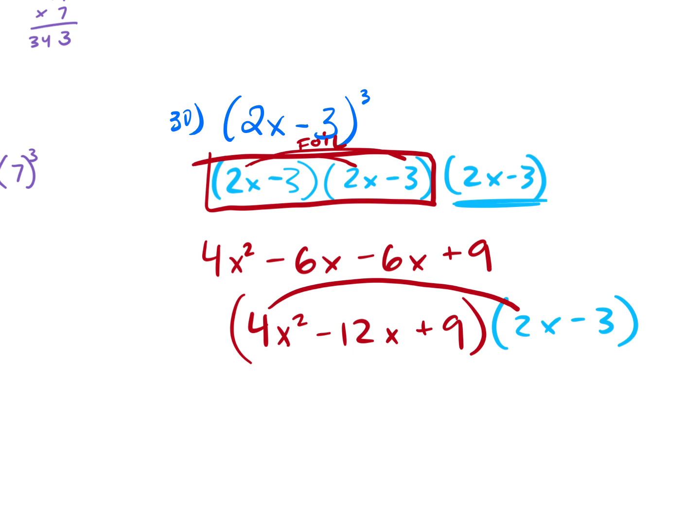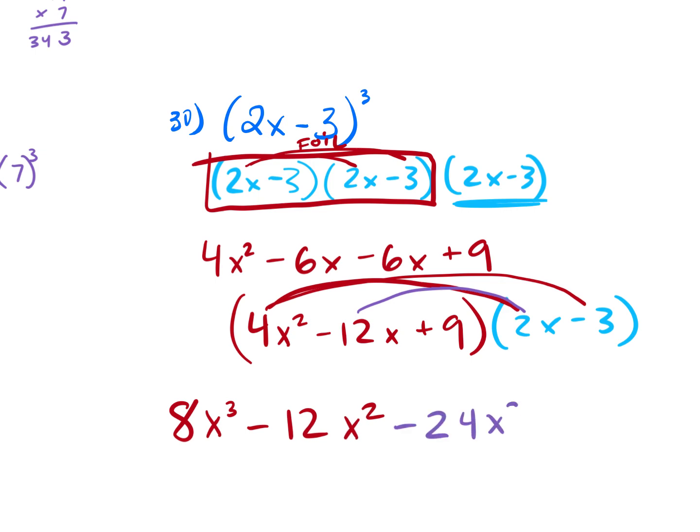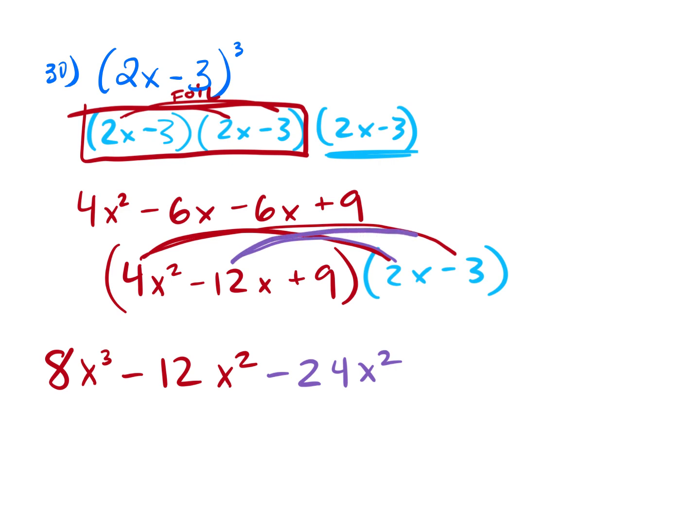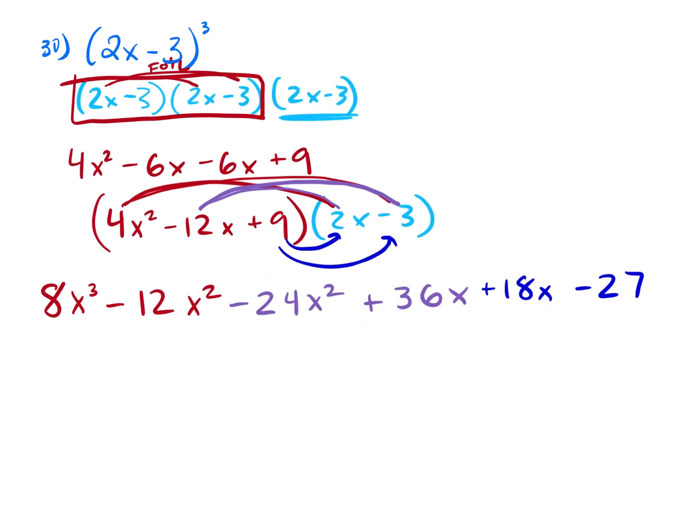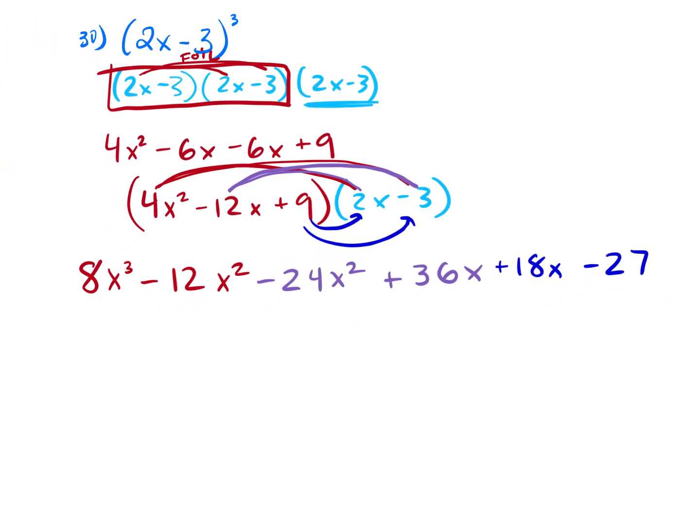So 4x squared times 2x would be 8x to the third power. 4x squared times negative 3 would be negative 12x squared. Negative 12x times 2x would be negative 24x squared. Negative 12x times negative 3 would be positive 36x. 9 times 2x would be 18x. And 9 times negative 3 is negative 27. What's the last step? Combine like terms.